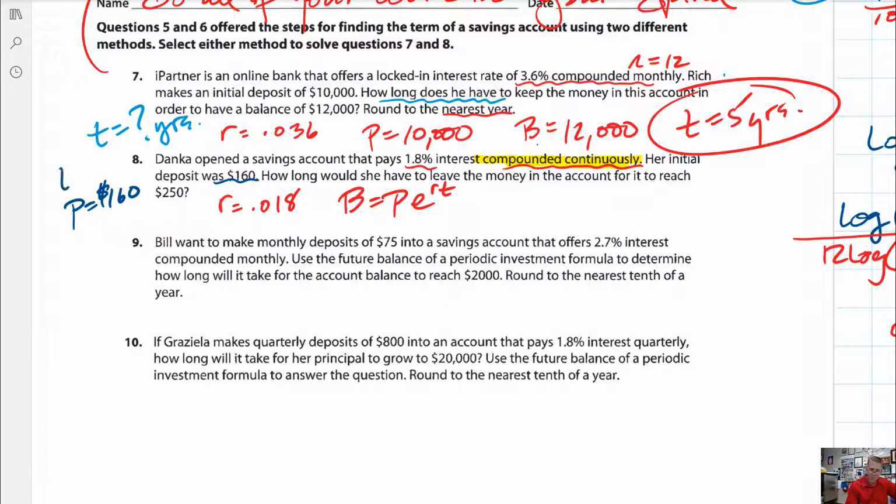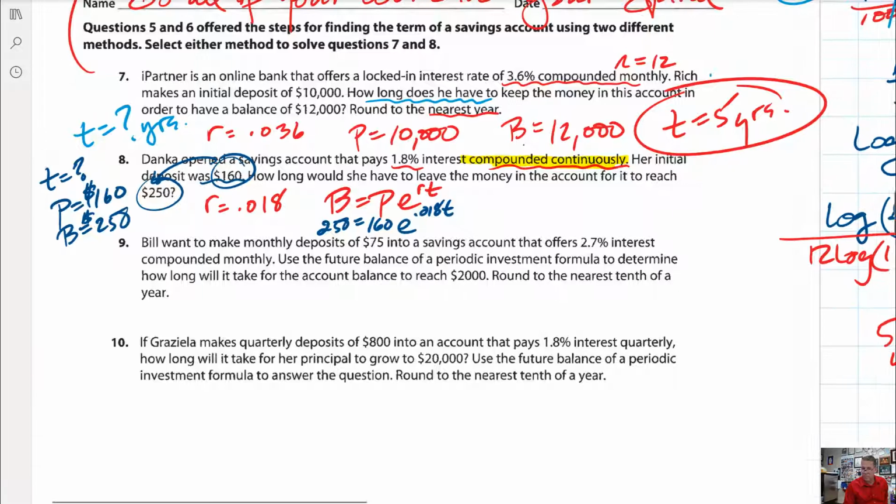How long will it take? I don't know. t is equal to question mark, right? How many years will it take to leave the money in the account for it to reach 250? So you want the future value to be 250 bucks. So you're going to go from 160 to 250. So obviously that's in the future. So to solve this, we got 250 here is equal to 160 times e to the 0.018t. That's your initial setup.